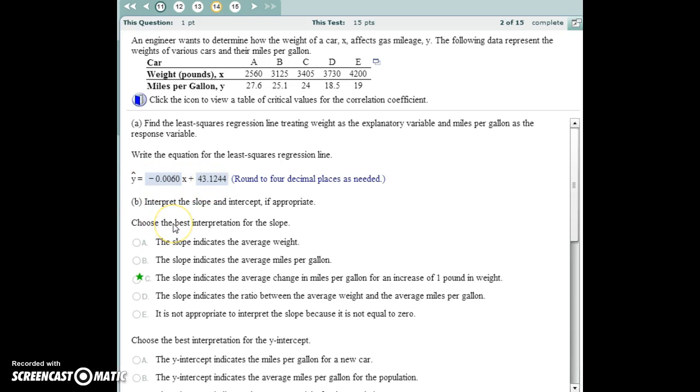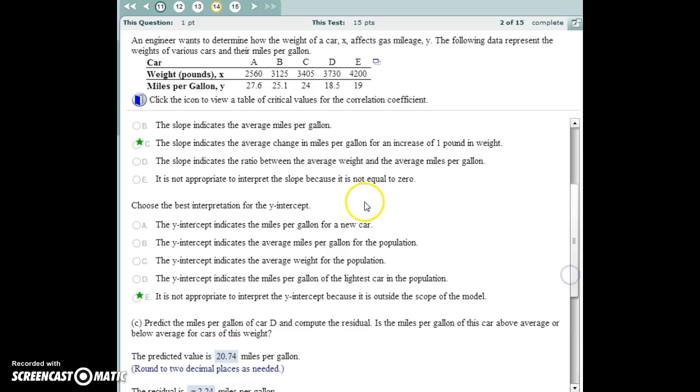Part B is interpreting the slope, and for any line you ever graph, the slope has a similar interpretation. It's the change in the y value for a 1 unit change in the x value. So since our y value was miles per gallon, it's the change in the y value for a 1 unit change in the x value.